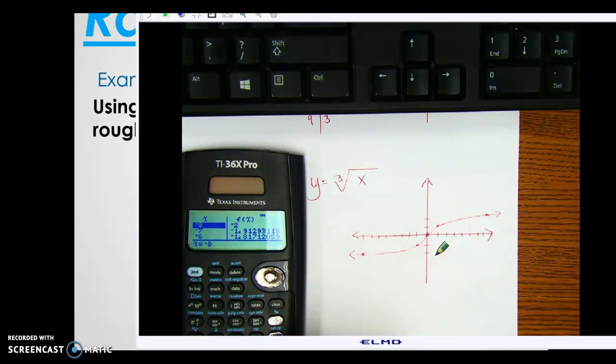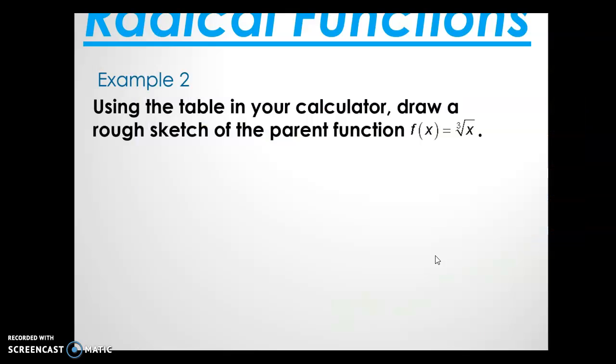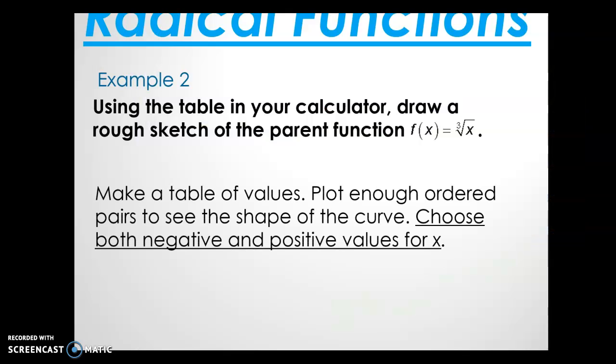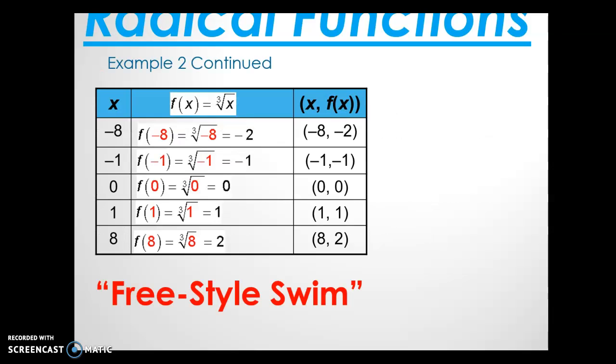Okay? We're at 13 minutes. We're running out of time, so let's go back to the PowerPoint. Make a table of values. Choose both negative and positive values for x. Okay? Negative 8, negative 1, 0, 1, and 8. Those are the points I used.